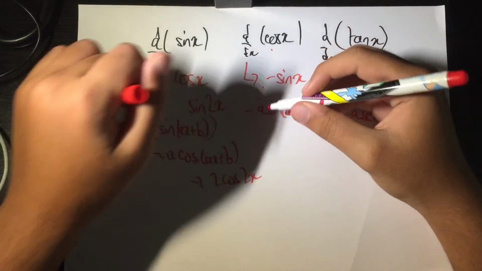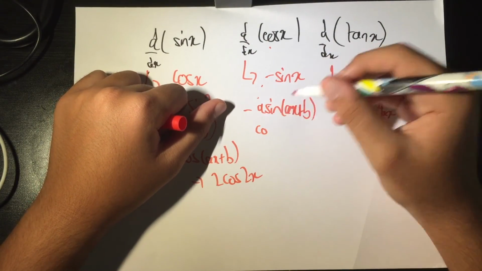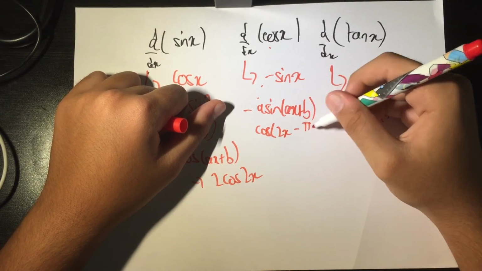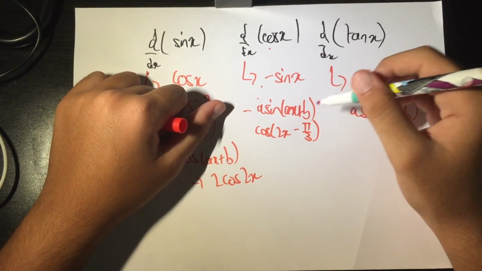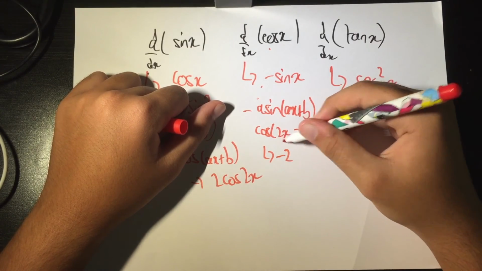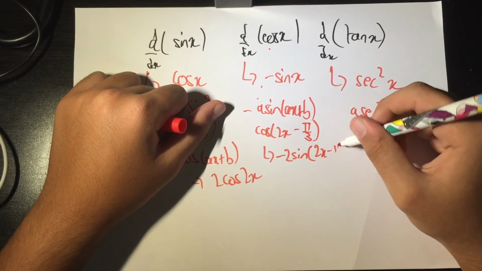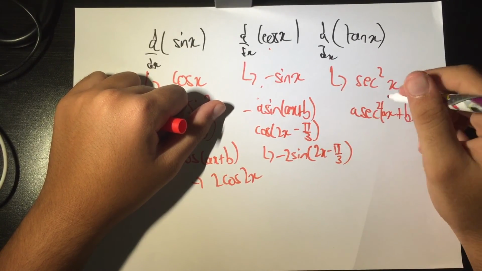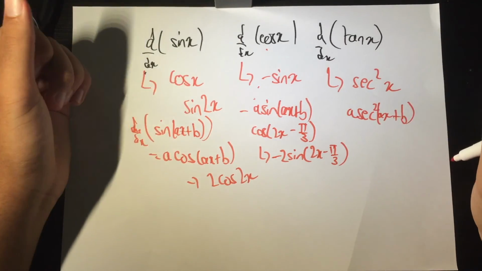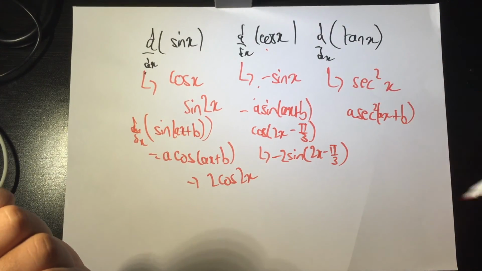So any example you get, cos of 2x minus pi over 3. If we want to differentiate this, the derivative of this would be negative 2, a is 2 over here, sine of 2x minus pi over 3. And same goes for tan. So that's differentiating trigonometric functions.